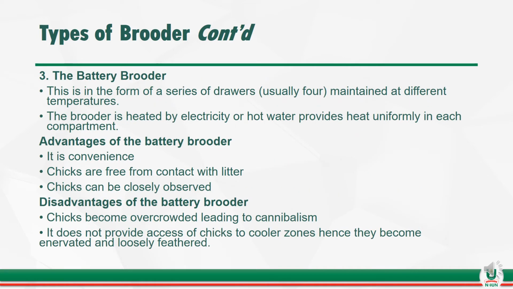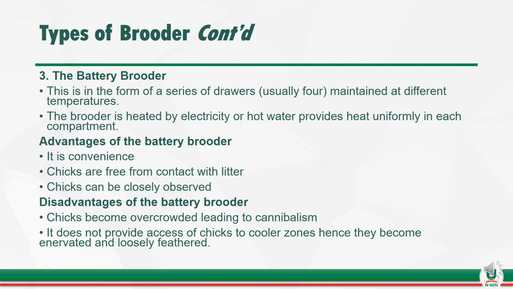Number three type of brooder is the battery brooder. Of course, it's not the battery of your phone, but it's like a battery. Now, this is in the form of a series of drawers. That's why we call it battery. Usually four in number, maintained at different temperatures. Now, the brooder is heated by electricity or hot water, which provides heat uniformly in each compartment.